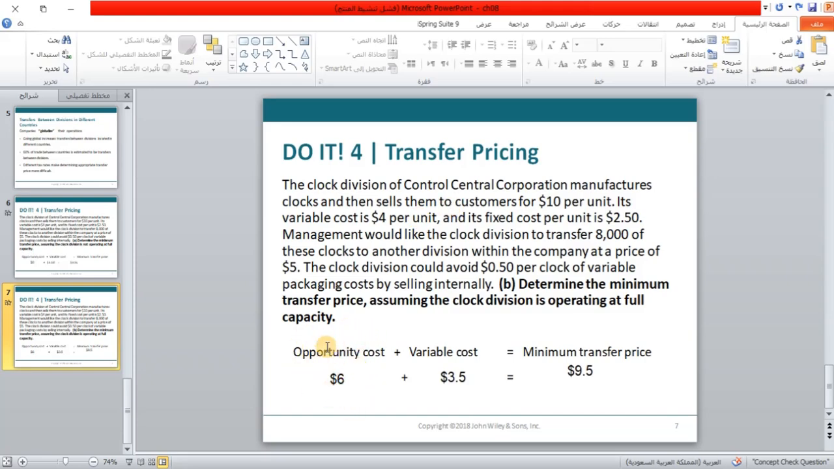Again, opportunity cost here equals contribution margin. Contribution margin: $10 selling price minus variable cost $4 equals $6. Plus the new variable cost to sell internally, which is $4 less $0.50 equals $3.50. So the minimum transfer price now is $9.50.